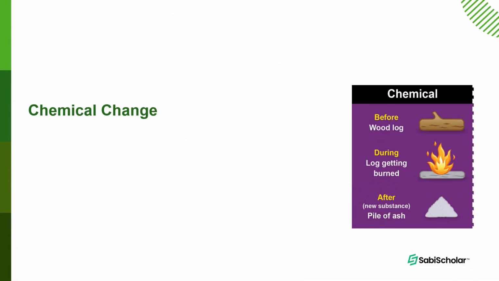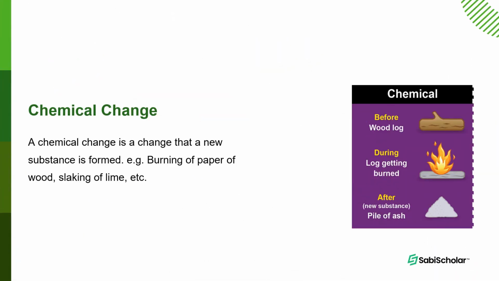So let's take chemical change. A chemical change is a change in which a new substance is formed and it's usually irreversible. Okay? When I mean irreversible, I mean you cannot change it back to the way it was. Example, burning of paper or wood, slaking of lime.